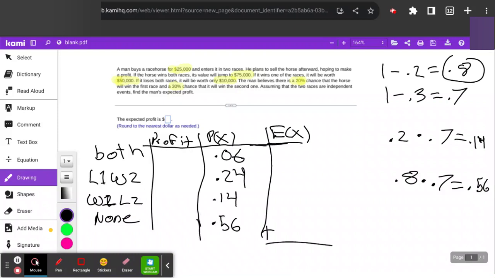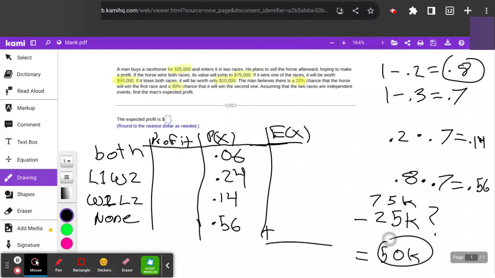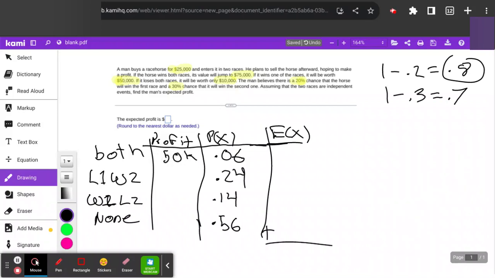There we go. Now we have all the probabilities. Now we need to find the profit. So we start at 25K. And if he wins both, it jumps to 75,000. So that's 75K minus 25K, which is going to be 50K. So we're just going to make this the profit of 50K.